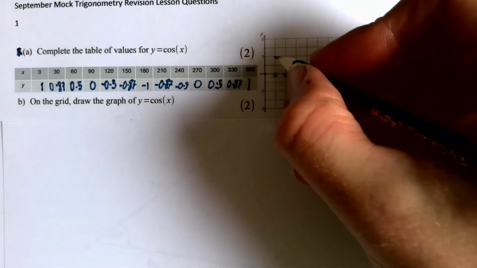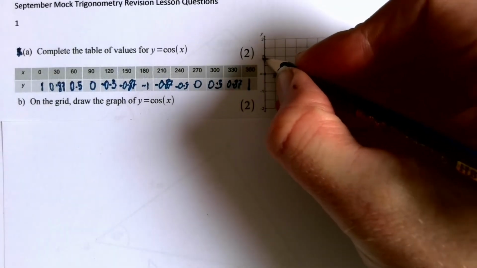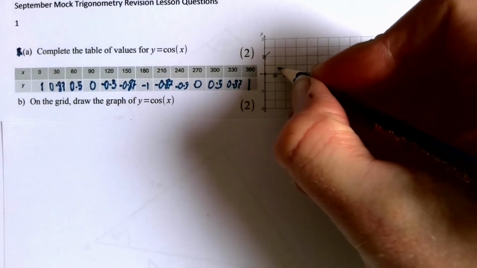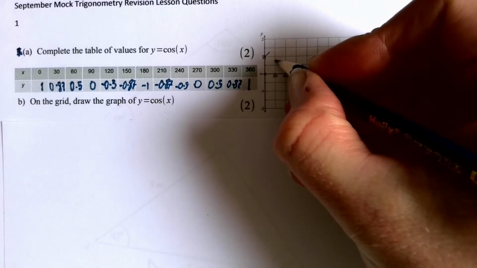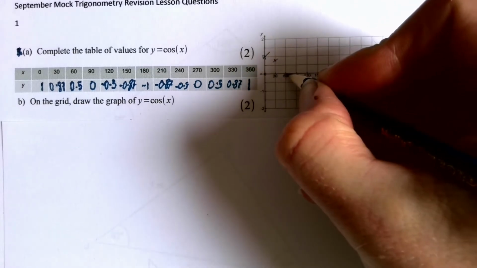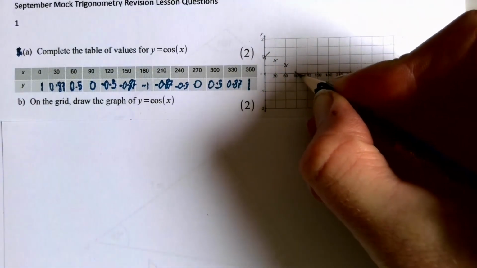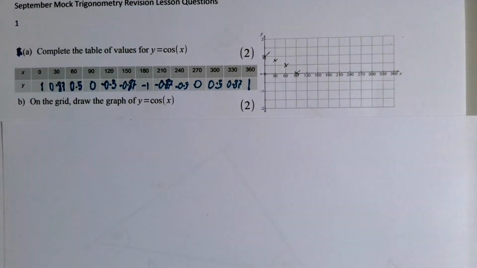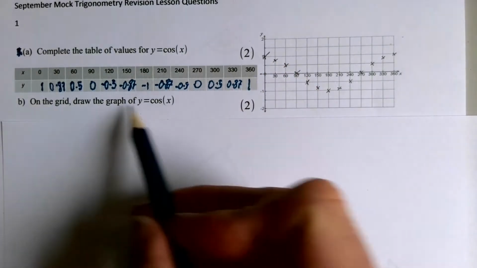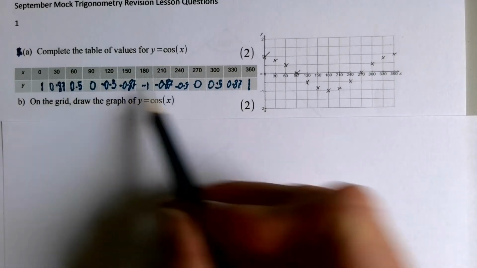So 0 is 1, and 30 is 0.86, which you're just going to have to estimate a little bit, it doesn't matter too much. 60 is 0.5, 90 is 0, and if you keep on doing that, you should get something that looks like this. Now it says 2 marks, so you've got 2 marks for filling in the table.